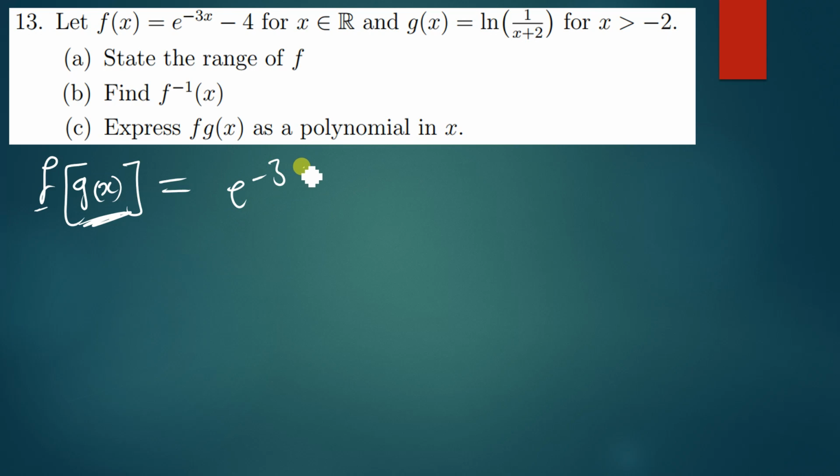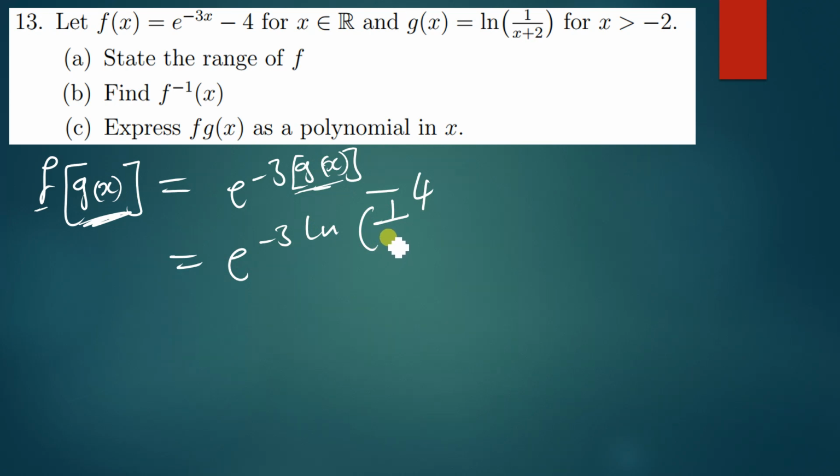While there's x, I'm going to put what? G of x. And this is what I'm going to have. And then we say minus 4. So here, while there's g of x, we know that g of x has been given to be ln of 1 over x plus 2. So I'm going to replace that there. So I have e to the power -3 ln of 1 over x plus 2, minus 4.